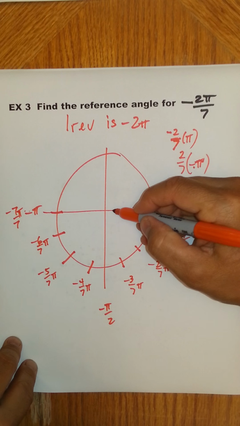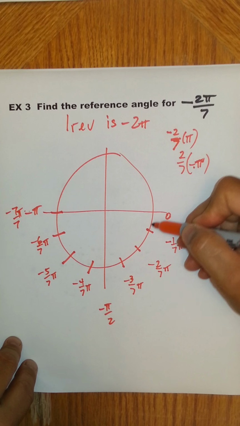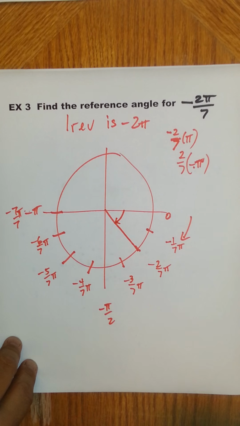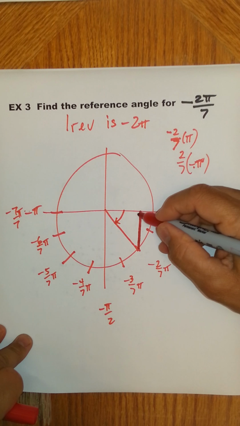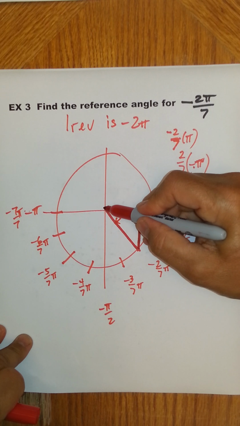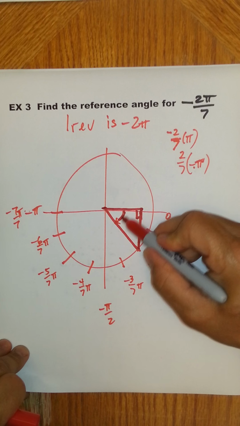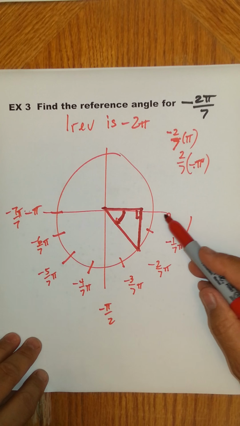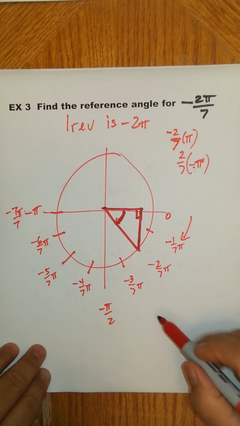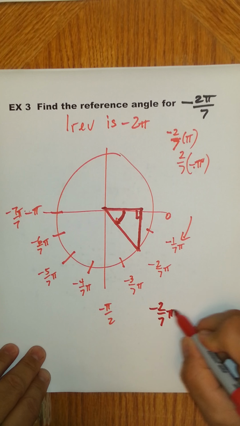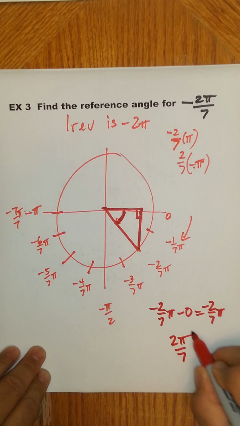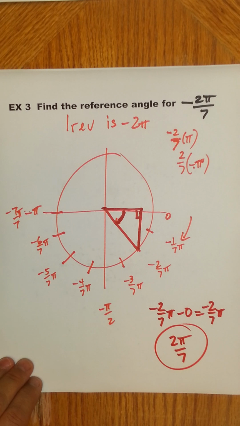And now what we really are saying is that we have rotated, starting at 0, to negative 2/7 pi. So we did this, and here we are. There's my angle. And what I want to do is drop to the x-axis, right? This is my reference triangle, and I want this angle right there, the reference angle. So technically it's the difference between negative 2/7 pi and 0, but you just got to make it positive. So negative 2/7 pi minus 0 is negative 2/7 pi, but we need to make it positive, so it's 2 pi over 7. All right.